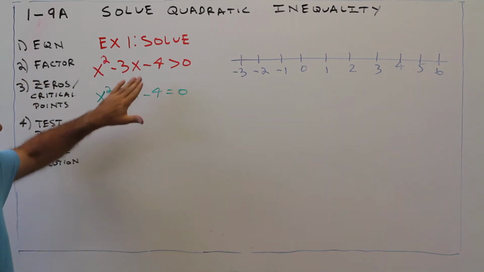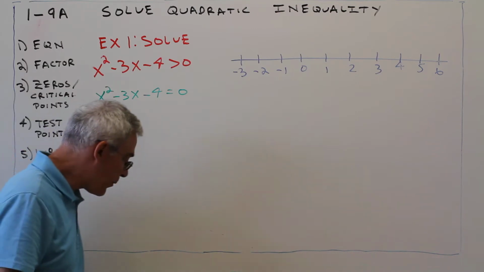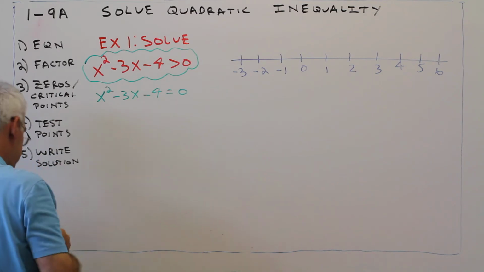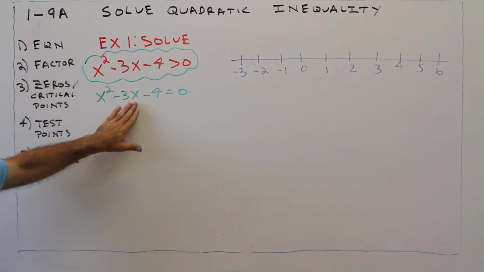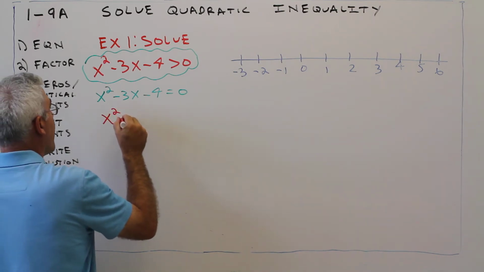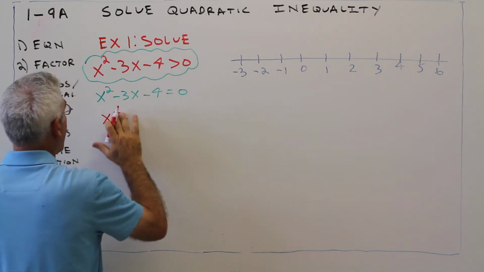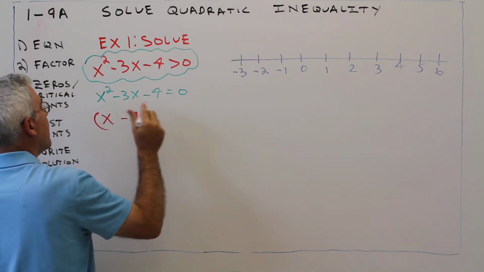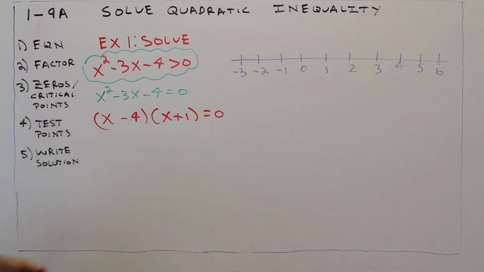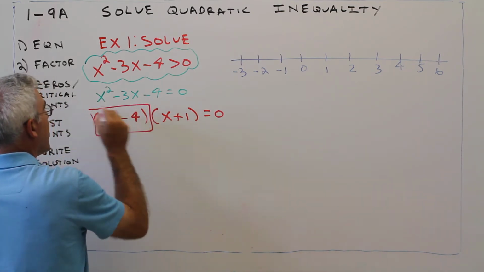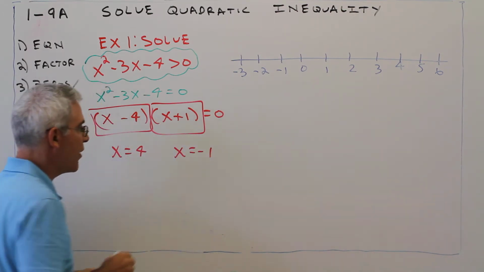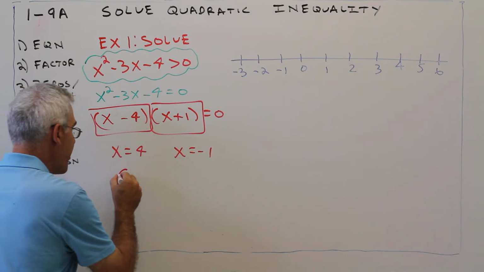It's important to realize that this is the original problem, so I just want to emphasize that so we don't forget about it. Okay, then in this equation we're going to try to factor. We can factor x minus 4 times x plus 1 equals 0. Then we can find the zeros very simply. X equals 4 or x equals negative 1. And these are going to be known as the critical points.